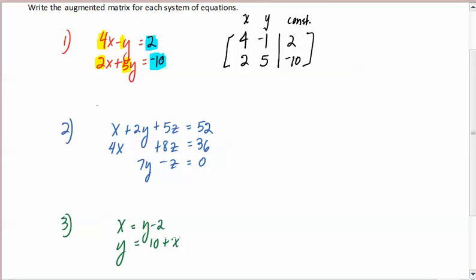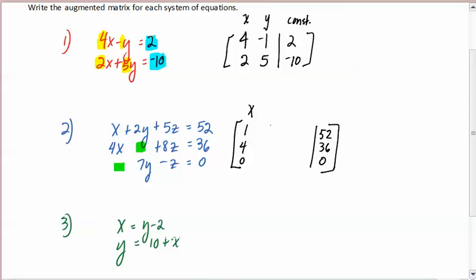Now, when there are missing positions, right, we have some missing positions here, we're just going to fill in with zeros, right? So let's take a look. This is a 3 by 4, right? So I'm going to need to make it nice and wide this way. I'm going to go ahead and put the 52 here, 36 here, and the 0 here. So I have 1, 4, and 0 for my x column, right?